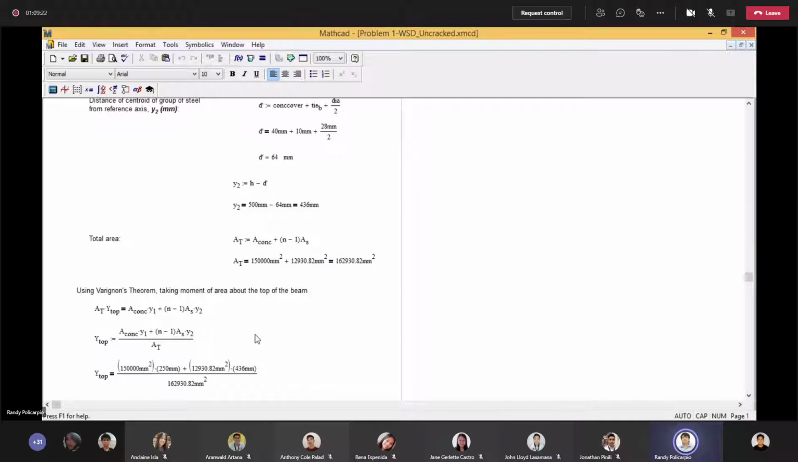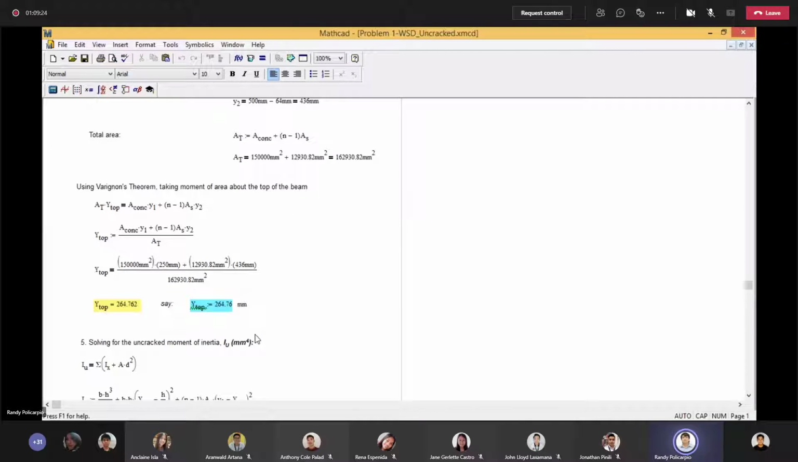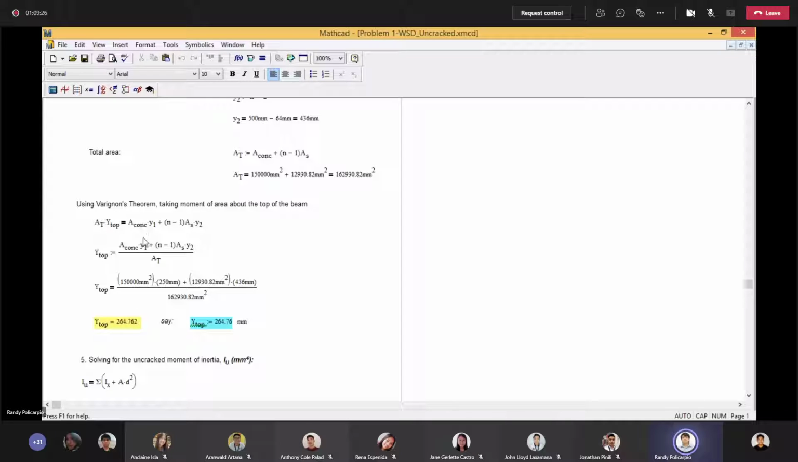So to determine now the location of the neutral axis, we make use of Varignon's theorem. So the moment produced by the total area is equal to the moment produced by the parts, no? So our parts are the A concrete and the steel. Okay? So this is our equation.